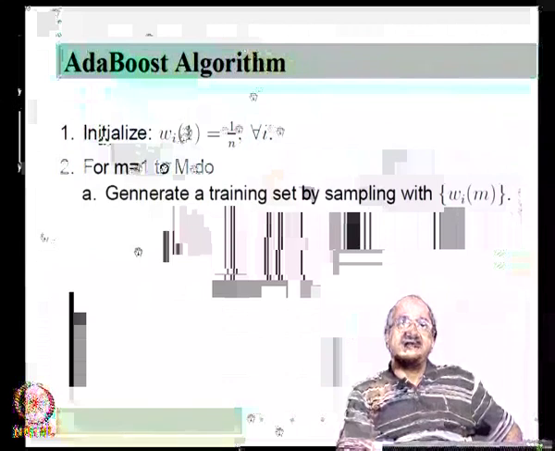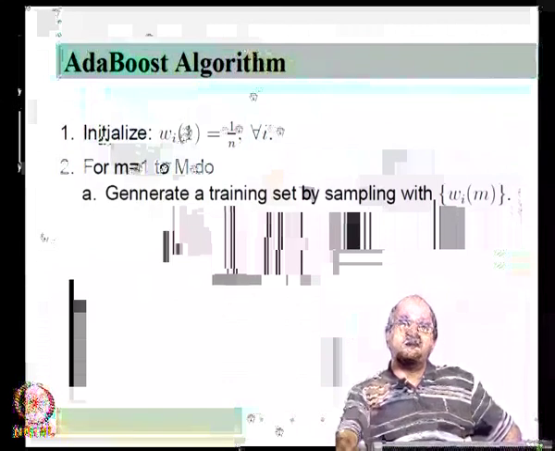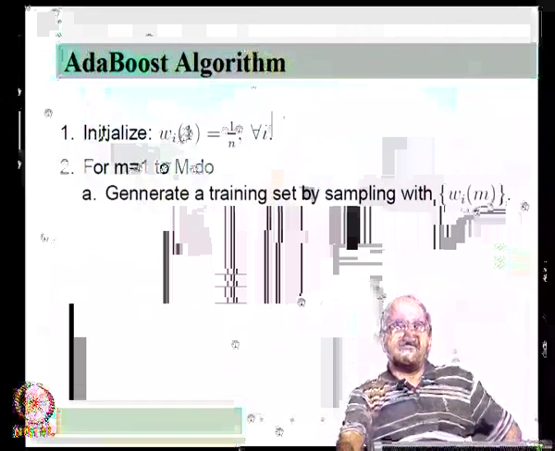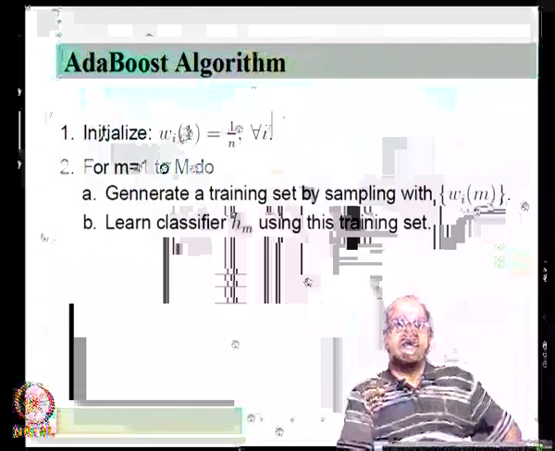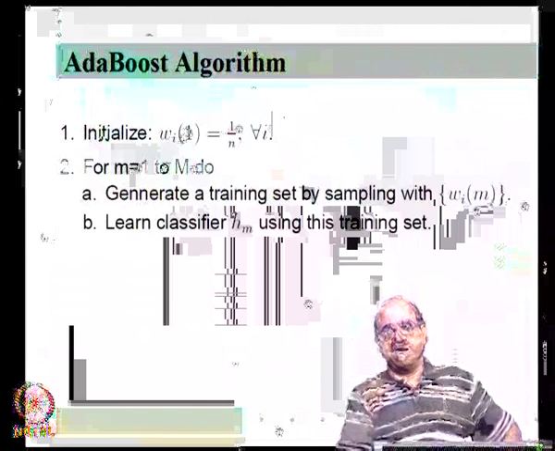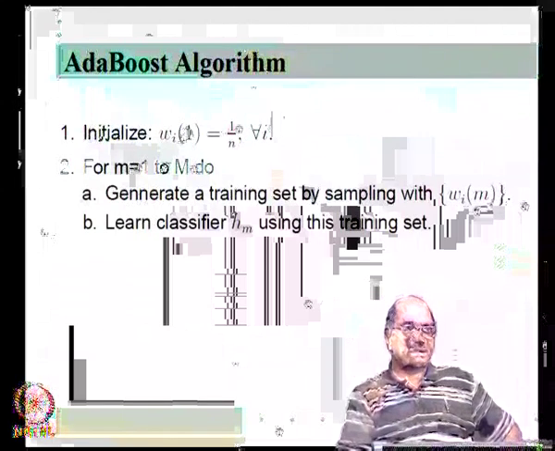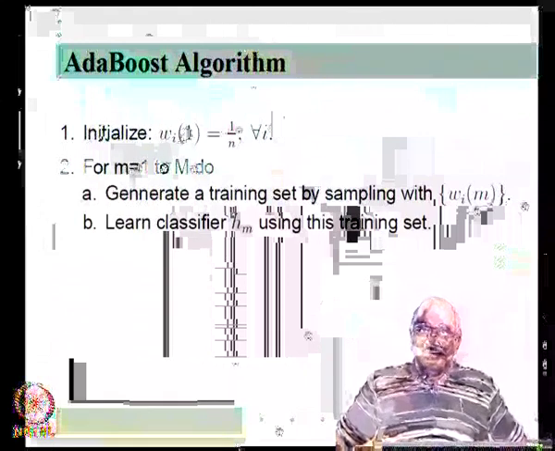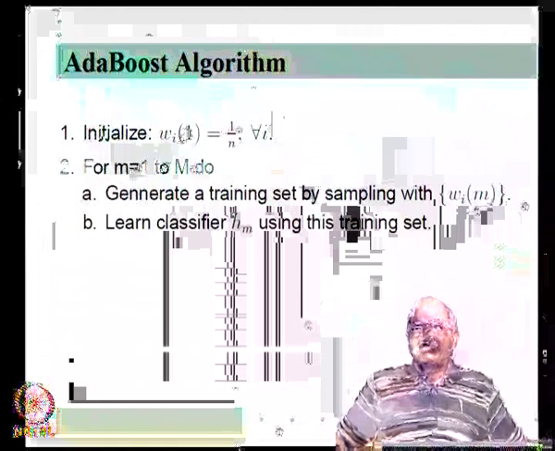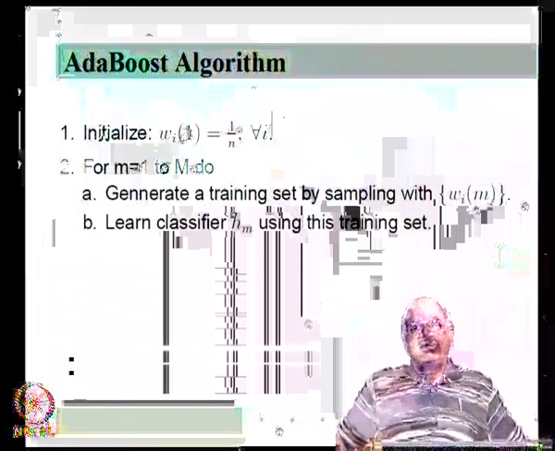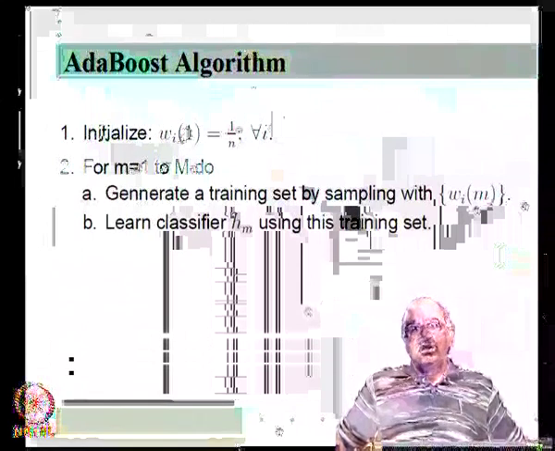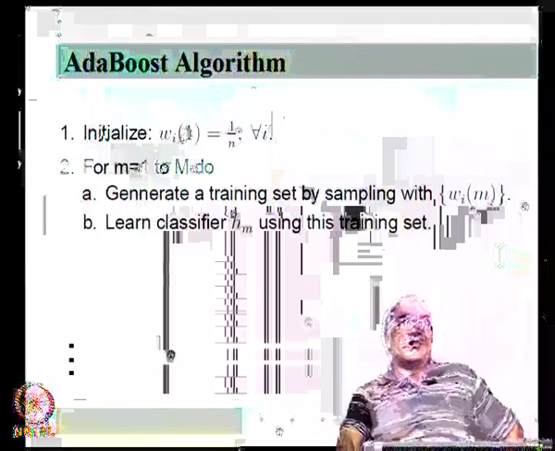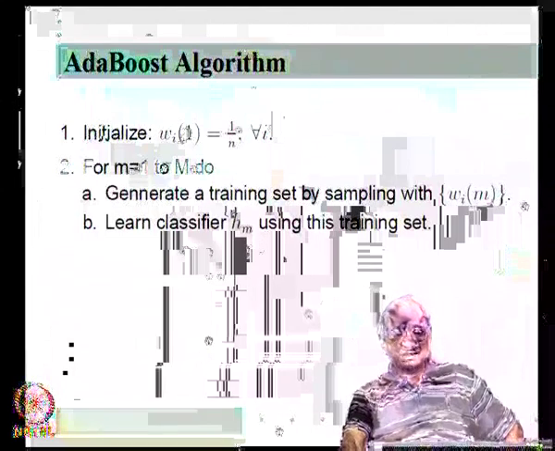What do I do? I first generate a training data set by sampling with these weights, using my current weights wi of m, I generate a training set. Then I learn a classifier hm using this training set. The classifier can be anything. As a matter of fact, in different iterations I am even allowed to learn different classifiers, even though in a program I have to decide on which iteration which classifier I learn. But as far as the algorithm is concerned, different classifiers need not be the same type either. Let us say on all even numbered iterations I learn using linear least squares, on all odd numbered iterations I may learn an oblique decision tree, or I learn a neural network. But essentially I learn some classifier hm using this training data set.